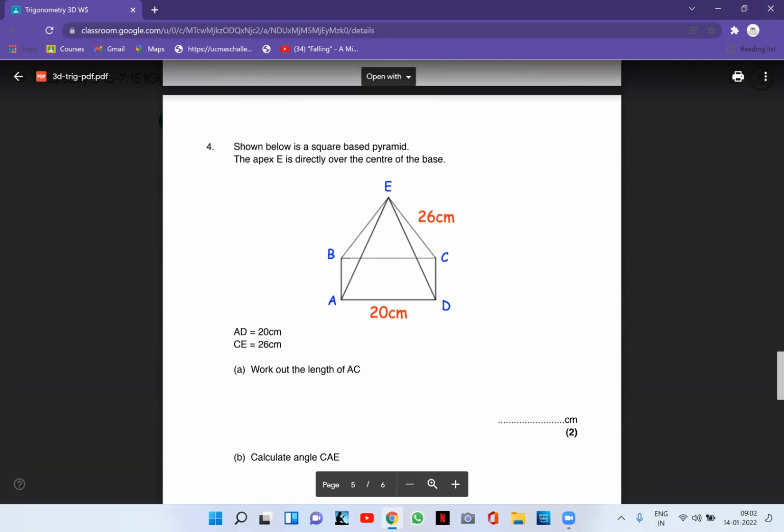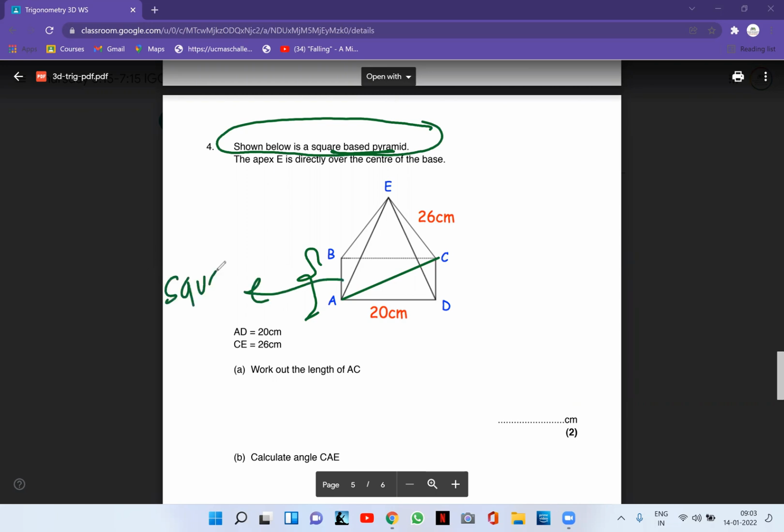Very, very important question and a very tricky question. Work out length AC. Okay. So first I have to work out length AC. So first I will draw one straight line like this, which is my AC. So in order to draw AC, see, they have clearly given over here that this is a square-based pyramid. Square-based pyramid means this part is my square. It is not drawn as per the scale. So you can see that this is rectangle, but here they have shown that below is a square-based pyramid. So that means this whole thing is a square. So square, all sides are equal. So this is also 20 centimeters.